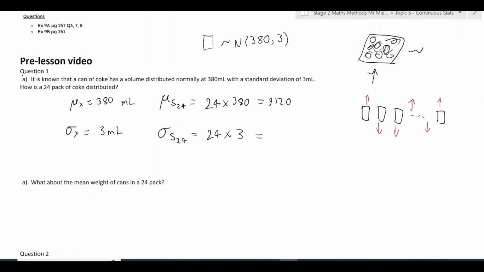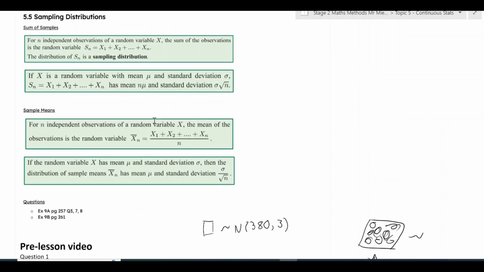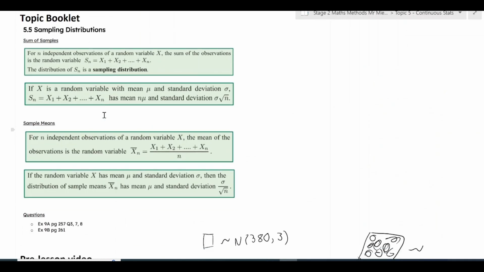It turns out that you have to multiply by the square root of the number of cans, root 24. Bit weird, but it's just how it works. So that's where this formula is coming from. Sn we define as the sum of n things, and in this case n was 24. So the new mean is n times the old mean, like 24 times the old mean is what we did. And the new standard deviation is root 24 times the old standard deviation. Depending on what n is, you'll just use a different number there.